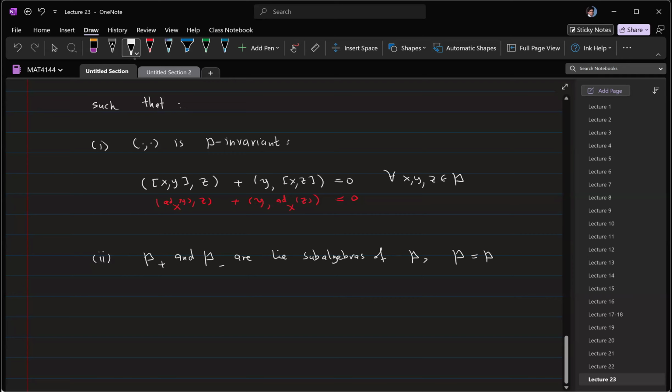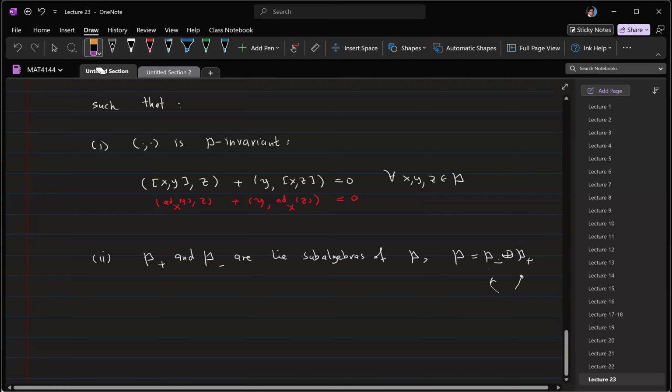And in fact, P happens to be a direct sum of these two, which means every element of P can be written uniquely as a sum of elements of these subalgebras. These guys are not necessarily ideals. You have to be careful. I'm not assuming they're ideals. They're just two Lie algebras whose direct sum as vector space becomes P. I'm not saying that they are ideals of P. Okay?